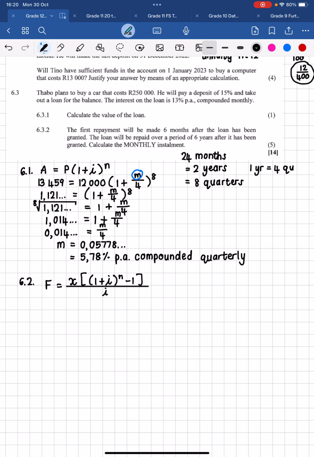Let's now start by filling in everything. Remember, we just want to get the future value. So this is actually a very easy question. We must just fill in everything. X is the monthly payment, right? And he is depositing 1,000 Rand at the end of each month.